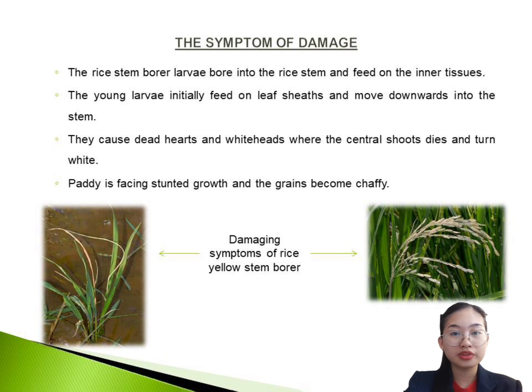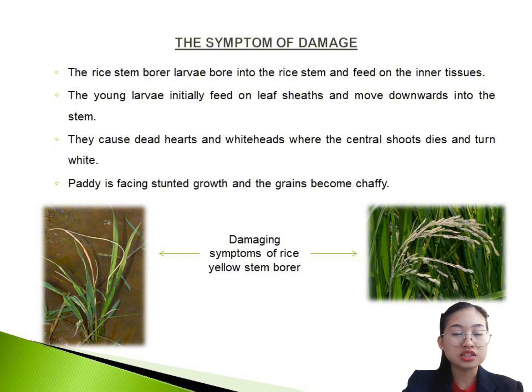Next is the symptom of damage of the yellow stem borer. The rice stem borer larvae burrow into the rice stem and feed on the inner tissues, causing damage to the plant. The young larvae initially feed on the leaf sheaths and then move downwards, tunneling into the stem. They continue to feed and grow inside the stem, causing white heads where the central shoot dies and turns white, while the shoot of the affected plant can be pulled off easily. This symptom is known as a dead heart.